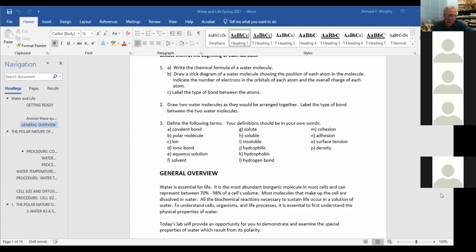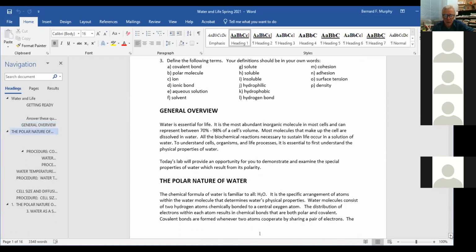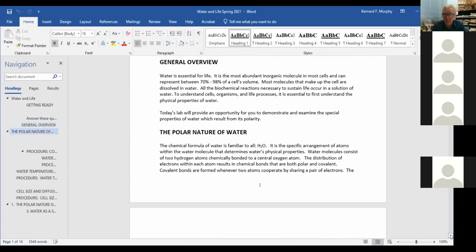So then we get to the general overview. Water is essential for life. It's the biological solvent, the most abundant inorganic molecule in most cells. Most molecules that make up the cell are dissolved in this water, and all the biochemical reactions necessary to sustain life occur in a solution of water. And life probably began in water.